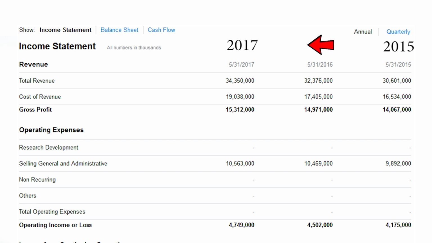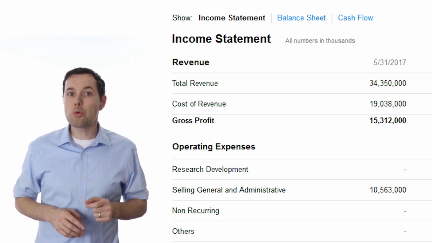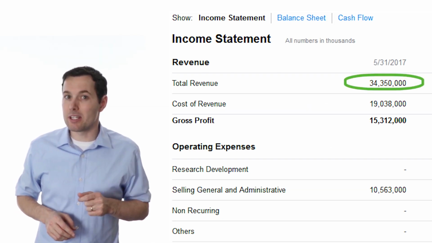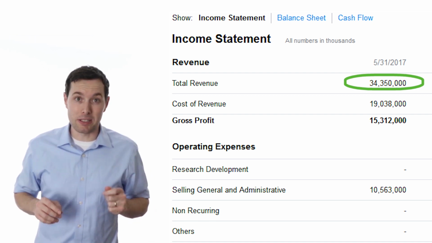The first thing I notice here is that apparently Nike's fiscal year ends on May 31st. That means that the income statement reflects the performance of Nike from June 1st through May 31st. So let's get started. In 2017, Nike had $34.35 billion in revenue. Revenue is how much Nike earned before any expenses.